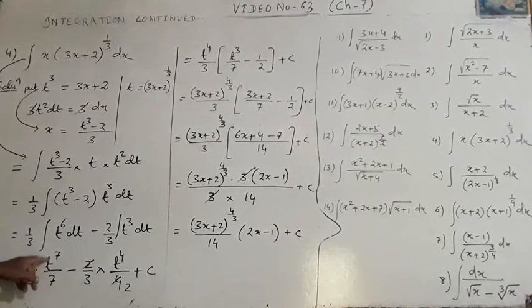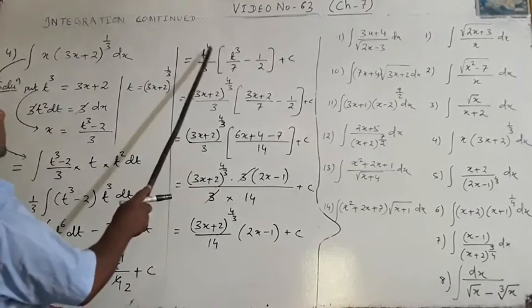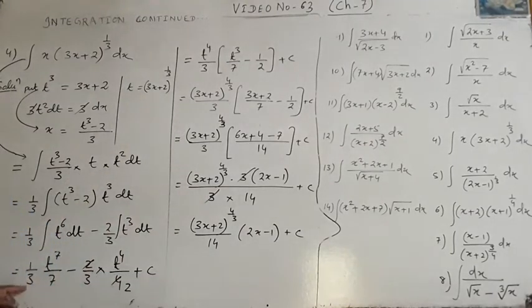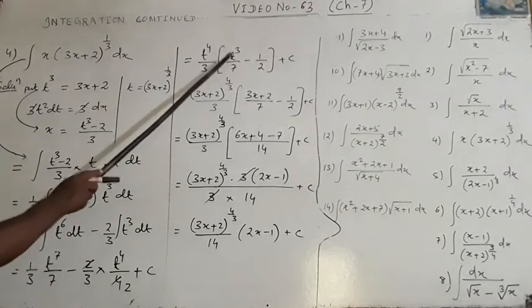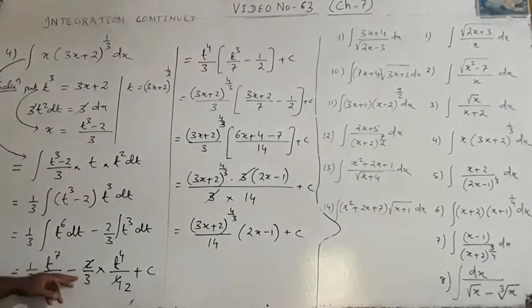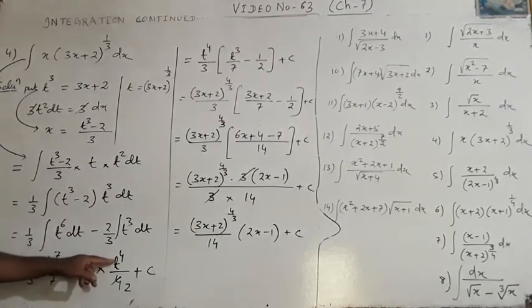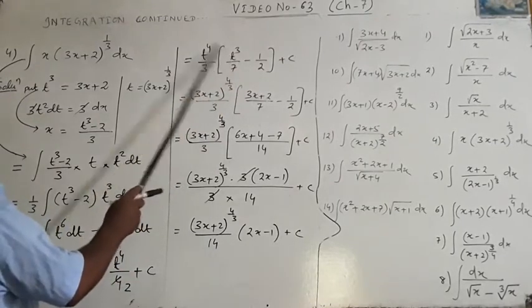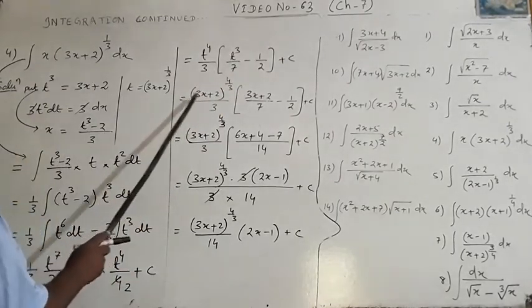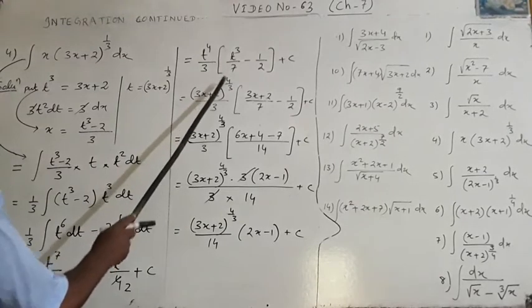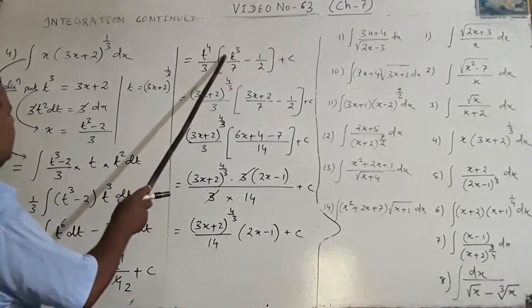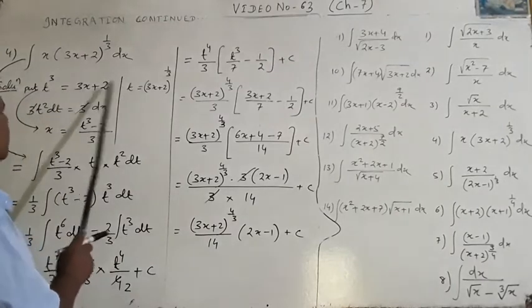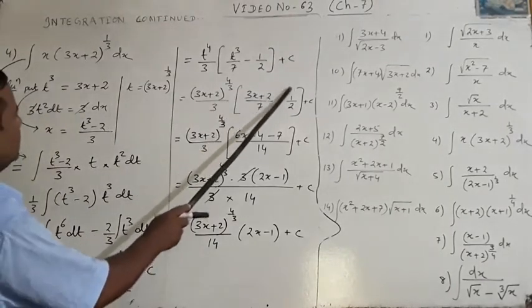Look at that. In t^7 and t^4, take common t^4. In the denominator 3, take common 3. So it becomes t^3 by 7, and in this place 1 by 3 I am taking common, t^4 common, so it becomes minus 1 by 2. So putting the value of t, (3x plus 2) whole to the power 4 by 3 by 3, and t^3 means you have to put (3x plus 2) by 7 minus 1 by 2.